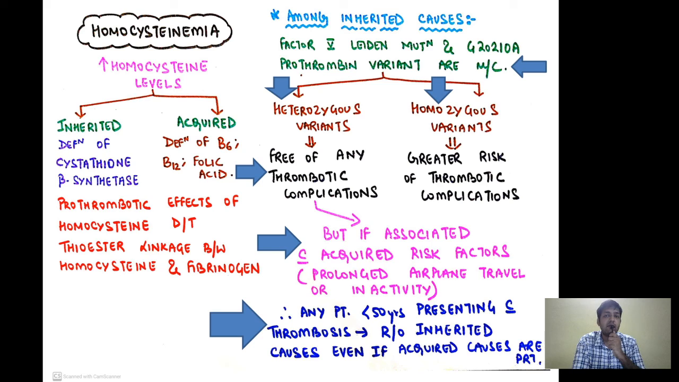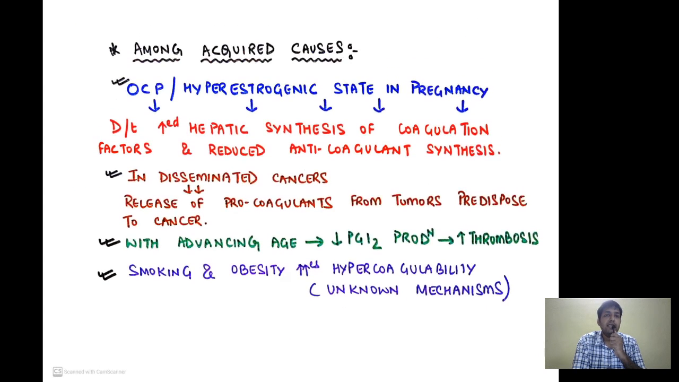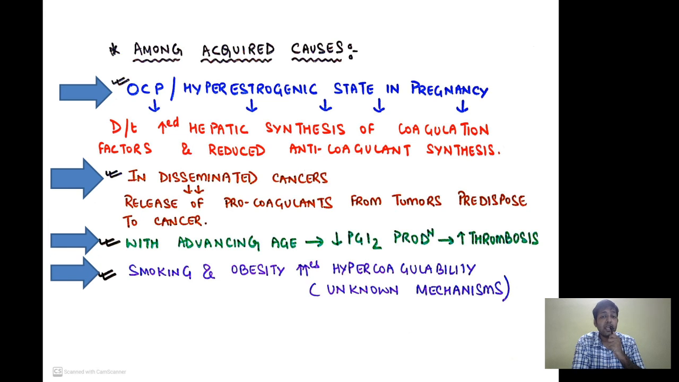In homozygous variants, remember, the patient will present with thrombosis and they have a greater risk of thrombotic complications even in the absence of acquired risk factors. Now among the acquired causes, oral contraceptive pills or hyperestrogenic state in pregnancy pose an increased risk for hypercoagulability because of increased hepatic synthesis of coagulation factors and reduced anticoagulant synthesis. Also, in disseminated cancers, there is release of procoagulants from the tumor which predisposes to thrombosis. With advancing age, there is decreased prostacyclin production which also predisposes to thrombosis, and smoking and obesity increase hypercoagulability by an unknown mechanism.